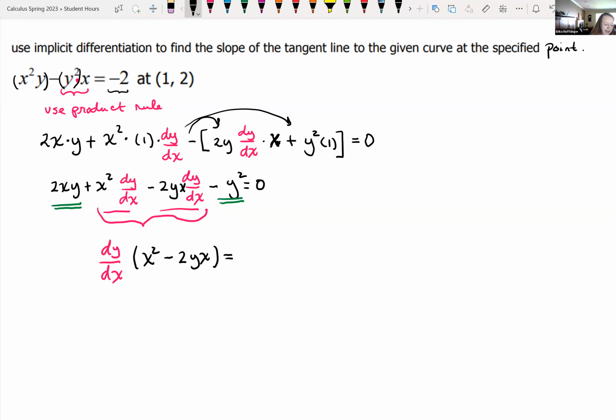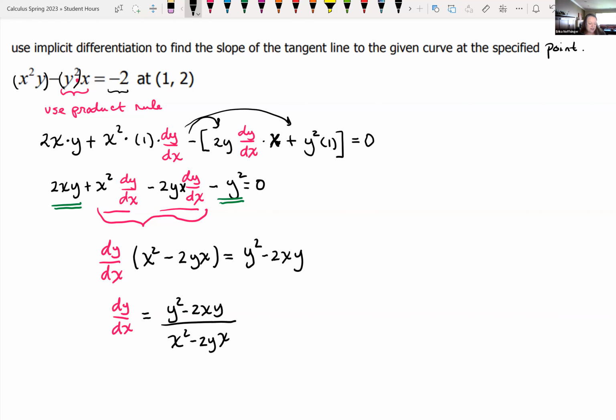Equals, so I'm going to add y squared to both sides, and I'm going to subtract 2xy on both sides. So this is equal to y squared minus 2xy. Now we can get dy/dx by itself by dividing through by that parentheses, x squared minus 2yx. So we get dy/dx is equal to y squared minus 2xy all over x squared minus 2yx.